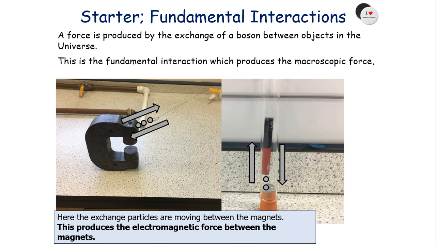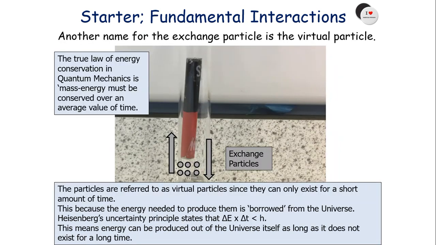So what is happening is these bosons are being exchanged between objects, so we call them exchange particles. So in this example, between 2 magnets, exchange particles are being exchanged between the 2 magnets, so that produces the force of electromagnetism between them. Now, another name for an exchange particle in physics is a virtual particle. We call them virtual particles because these exchange particles can only exist for a short amount of time, because the energy needed to create them is borrowed from the universe.